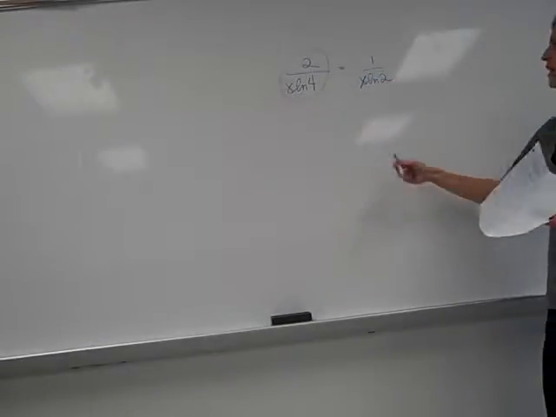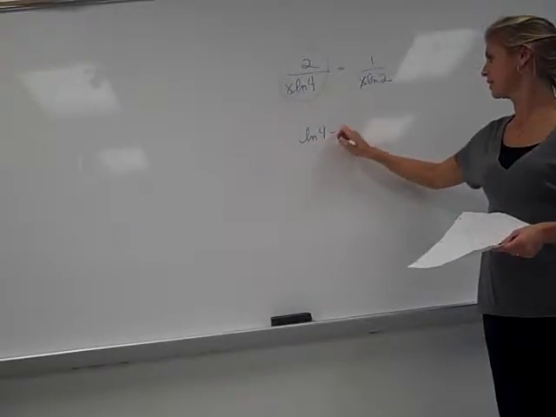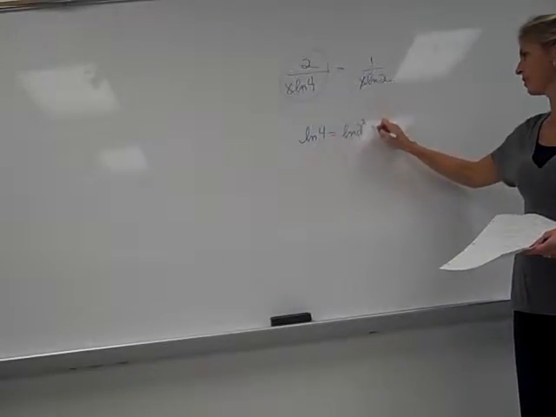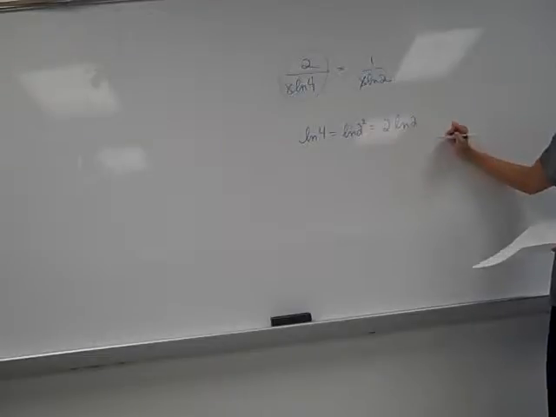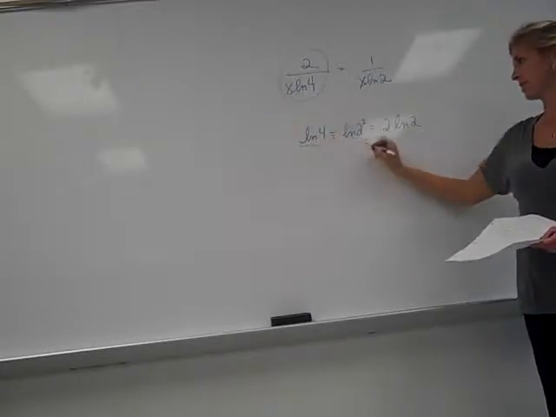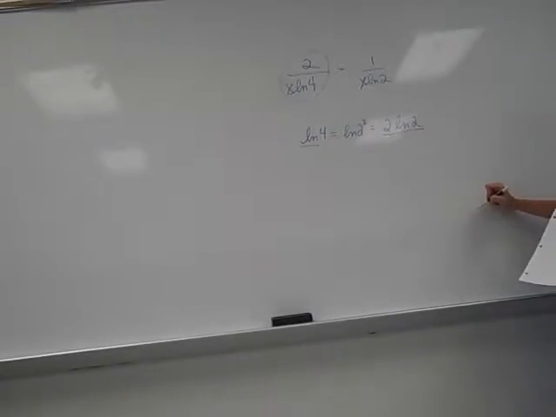Okay. Yeah, so they took the natural log of 4 and made it the natural log of 2 squared and brought the 2 to the front of that. So the natural log of 4 is the same thing as 2 times the natural log of 2. And that's how the 2's cancel.